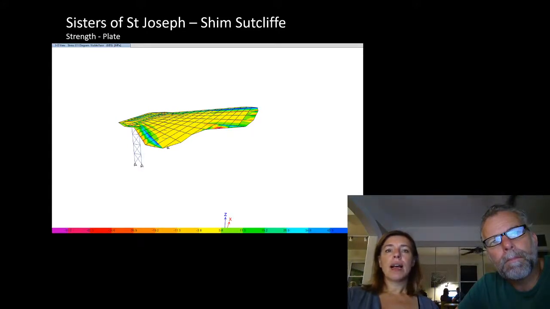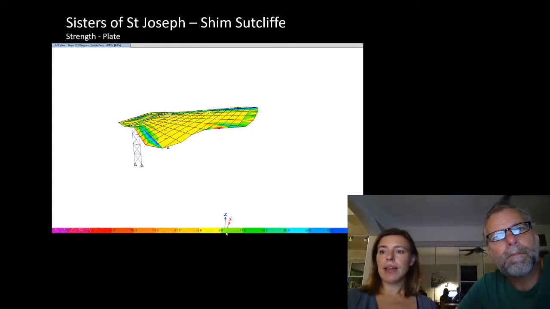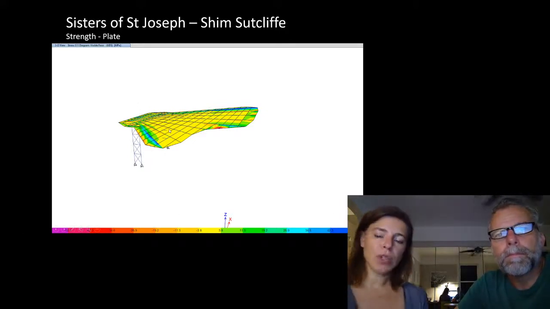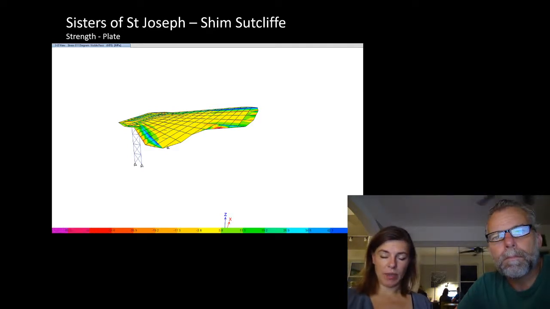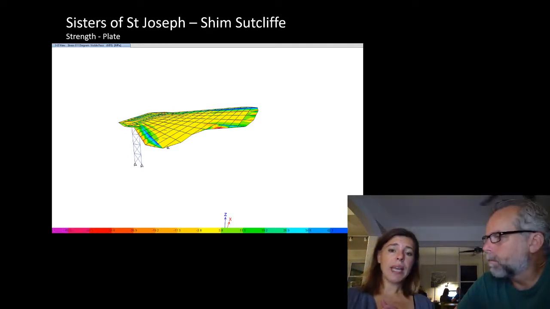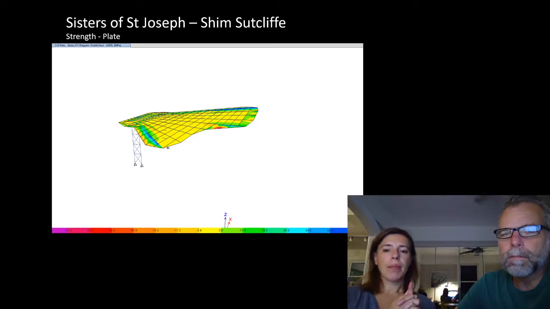Here is stress in the plate. Again, I'm just showing it at 50 kPa. When we're talking about a plate like this, and I didn't mention it with the last one, we can end up with local buckling being what governs.